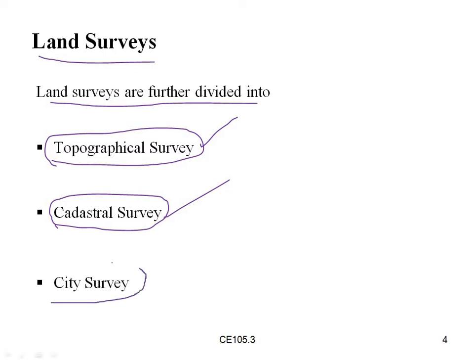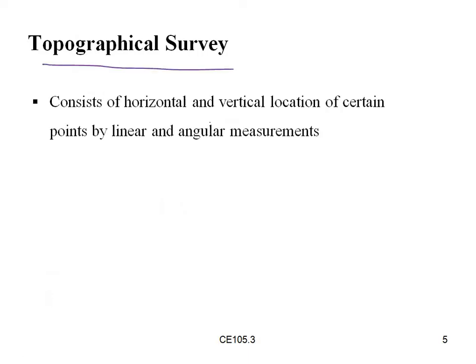The next one is the city survey. This city survey is done in the cities, generally measuring the regions and whatever places are there, and taking the measurements. And next is the topographical survey. The topographical survey consists of the horizontal and vertical location of certain points by linear and angular measurements.